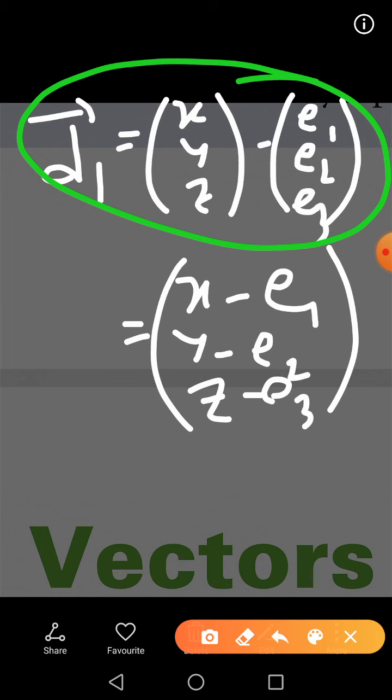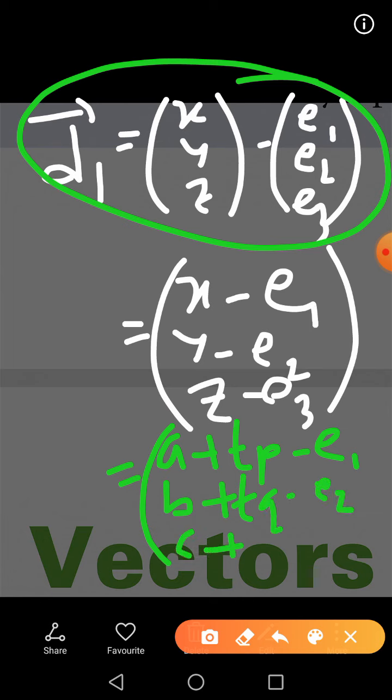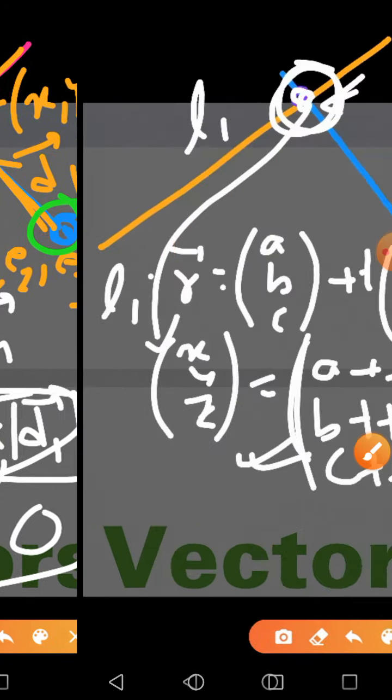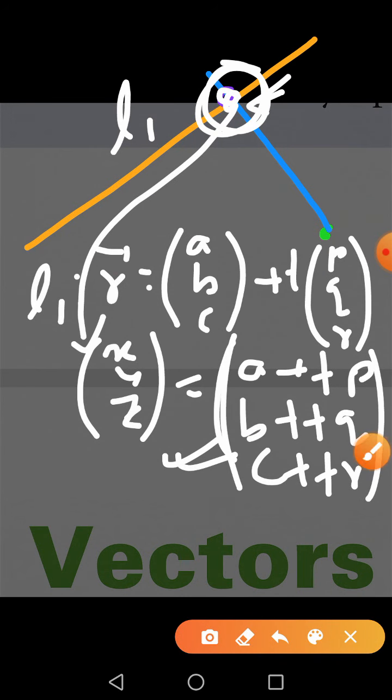So D1 would be equal to A plus TP minus E1, then B plus TQ minus E2, then C plus TR minus E3. And the magnitude or modulus of D1 would give you the length of the perpendicular line, and also the coordinate point.